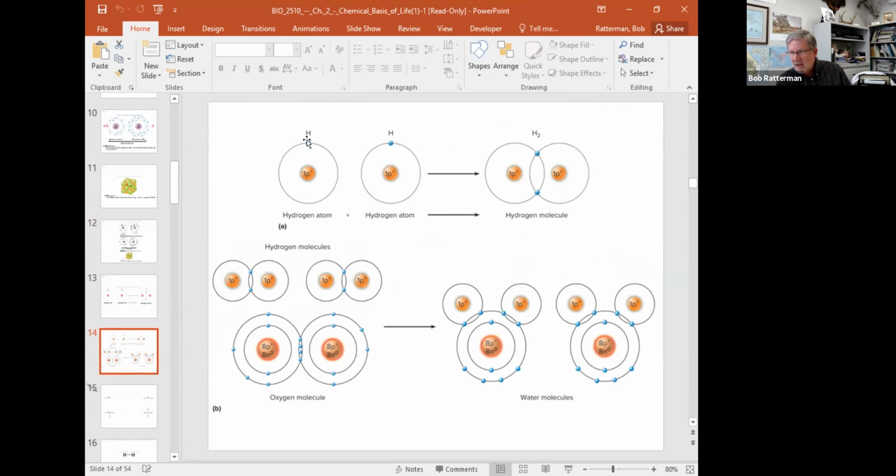Hydrogen number 1 says, I'll share my valence electron with you. Hydrogen number 2, if you do the same, says, yes, I'll do it. And they both share, and we create H2. That's the chemical formula of hydrogen gas.